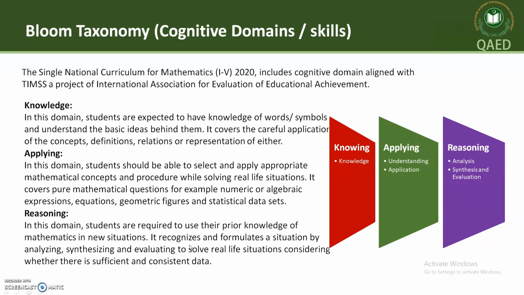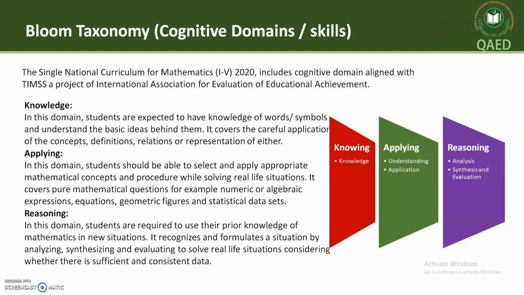Now, the second approach is Bloom's taxonomy. The Single National Curriculum for Mathematics 2020 includes a cognitive domain aligned with TIMSS. TIMSS stands for the Trends in Mathematics and Science Study, a project of the International Association for the Evaluation of Educational Achievement.